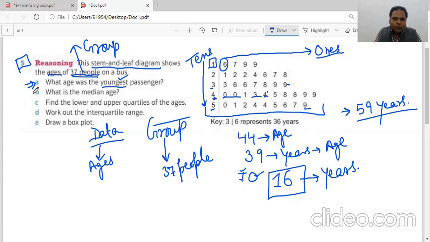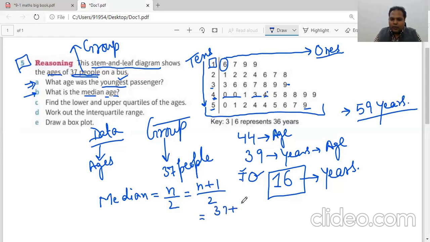Now, moving on to the next one, which is the median age. We all know that the median of a group is found using n over 2, but since this is an odd number, the group n here is 37, we can take n plus 1 over 2. That makes it 37 plus 1 over 2, which is 19. So the 19th position is the median.